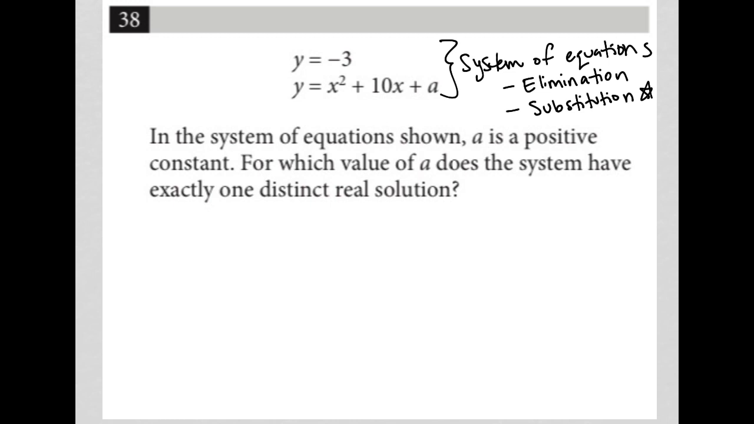Substitution is typically the way to go whenever we have an isolated variable like we have here, right? I just have y equals the exact value, so I already know that y equals -3. So I can take that -3 and plug it in here. Substitute this y and call it -3, and therefore end up with this new second equation that says -3 equals x squared plus 10x plus a. I can do that based upon using substitution.